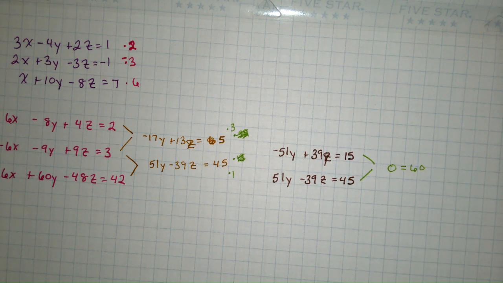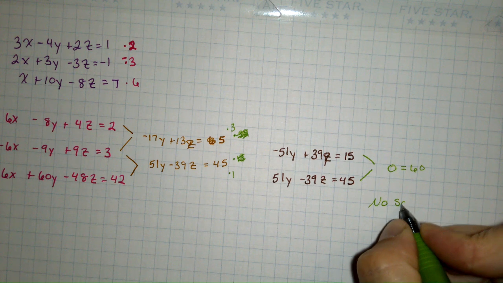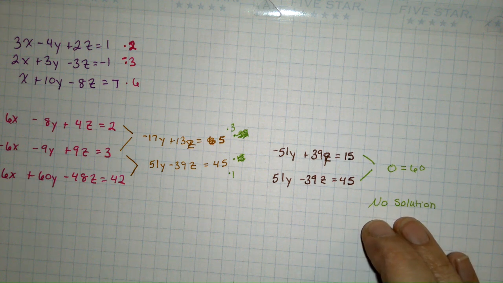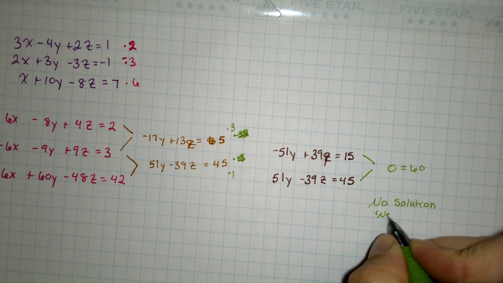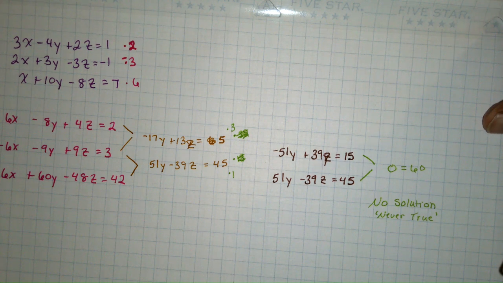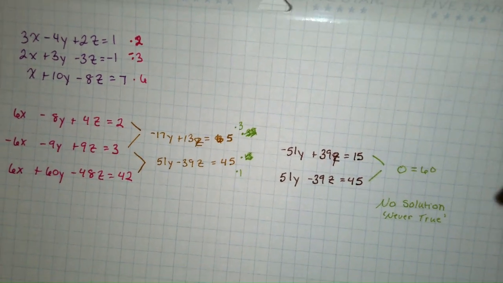This is an instance where all of our variables canceled. So, do we have a solution? Well, do we have a true statement? No, this is false. 0 does not equal 60. This is no solution. These three equations will not meet anywhere for all three of them. 2 of them might meet in one spot, but all 3 of them together do not meet. Again, we had a false statement. That's why it's no solution. This is never true. Many solutions just means it's sometimes true, because we didn't say all solutions.